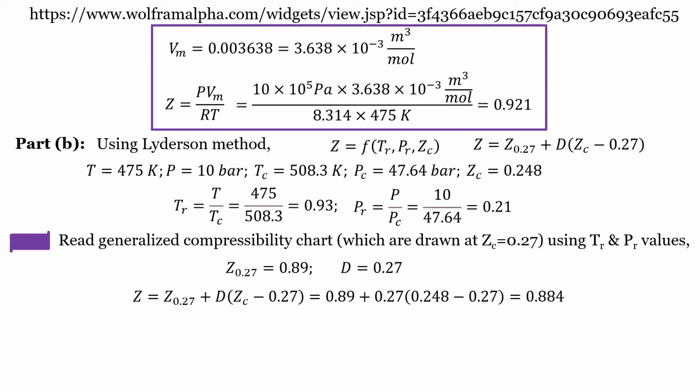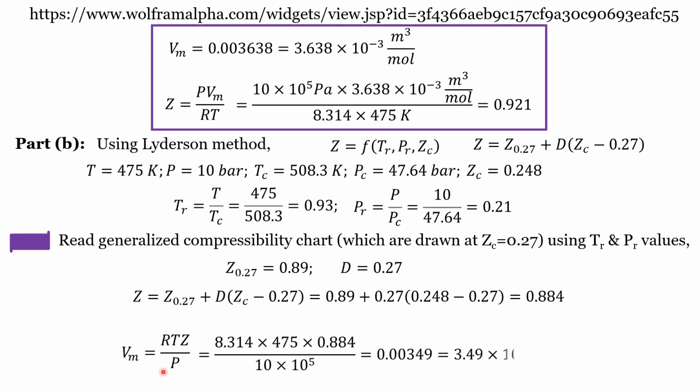Now from compressibility factor we can estimate the molar volume. So molar volume can be written as Vm equal to RTZ by P. R we know that is gas constant, temperature is given in the problem, pressure is given in the problem, and Z just now we have estimated the value of Z. After putting all values we will get the value of molar volume.